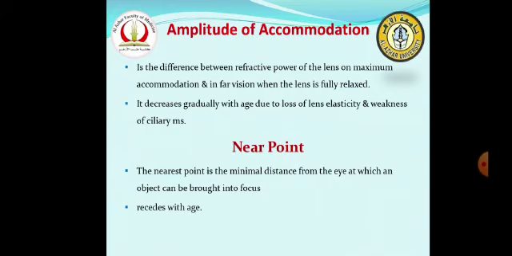The amplitude of accommodation is the difference between the refractive power of the lens on maximum accommodation and in far vision when the lens is fully relaxed. It decreases gradually with age due to a loss of lens elasticity and weakness of the ciliary muscles. Near point is the minimal distance from the eye at which an object can be brought into focus. It recedes with age.